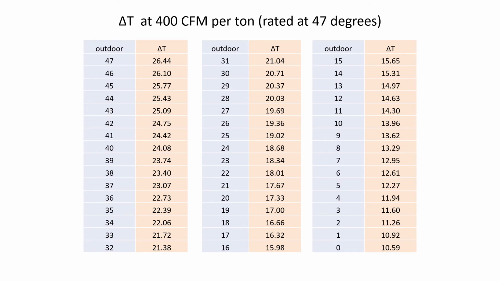So your delta T at 400 cubic feet per ton and rated at 47 for high would have a delta T of 26.44. As you follow the chart down to 17, we'll have our output of 16.32, and at 0, most heat pumps are going to produce a delta T of 10.59 degrees.